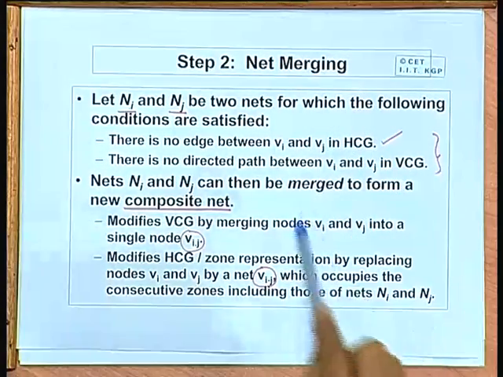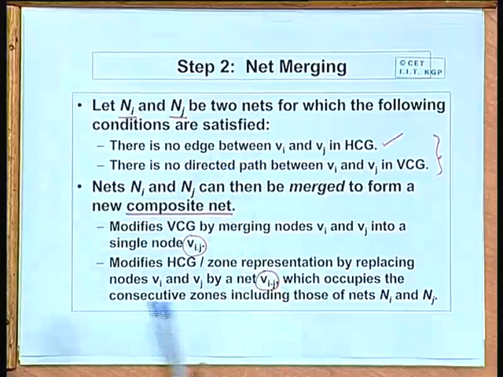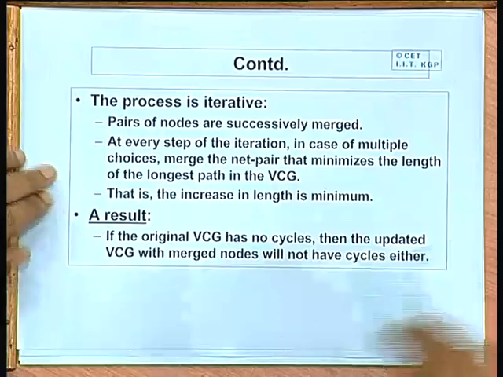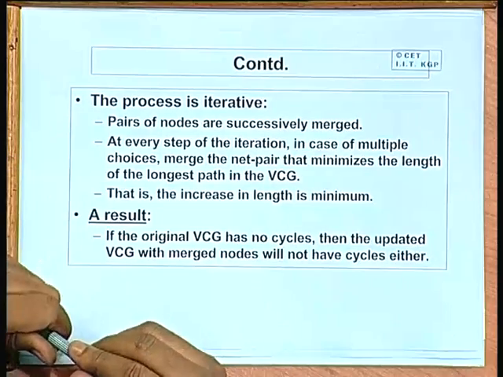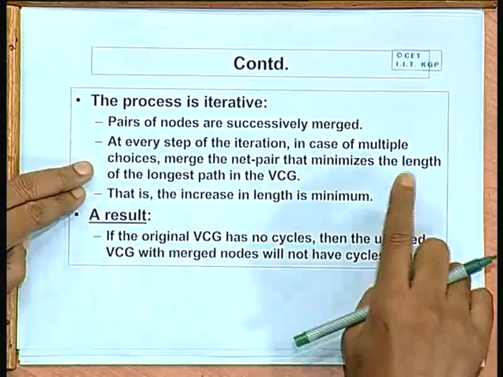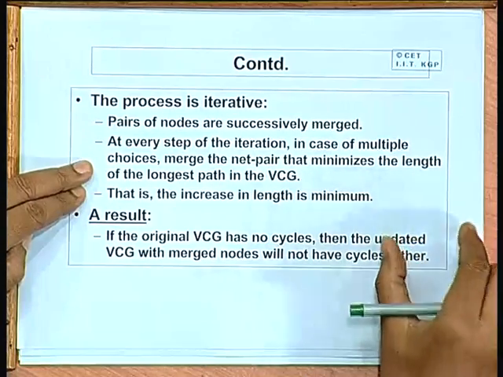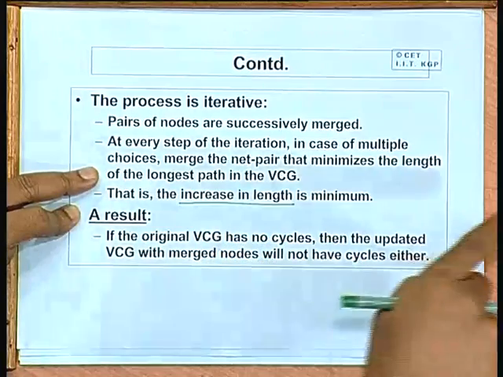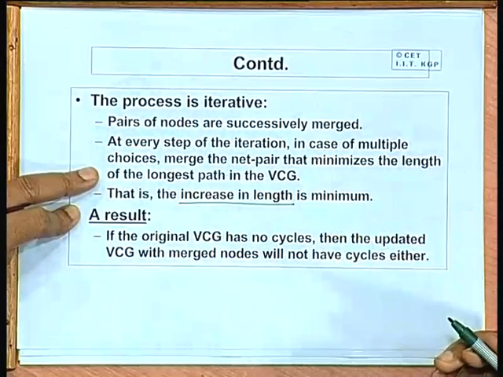So, net merging is done for two nets which satisfy this condition, and this process is iterative. We continue doing it in an iterative fashion, where pairs of nodes are successively merged. Well, here there is a heuristic. There can be several pairs of nodes which you can merge, but the heuristic says that you merge that pair of nodes for which the increase in length in the maximal path in the VCG is minimum.